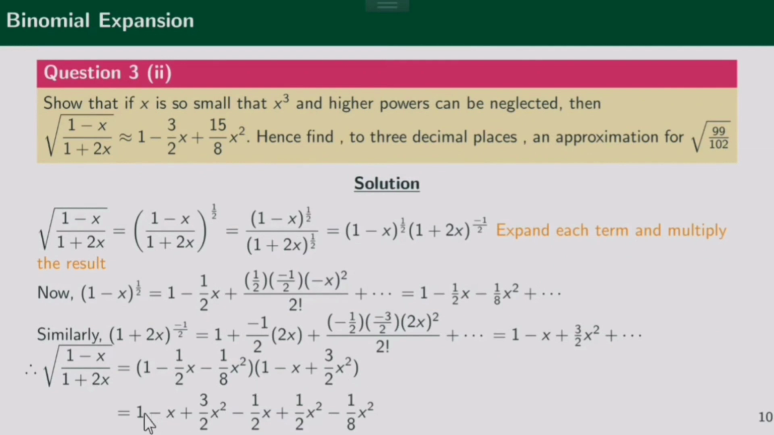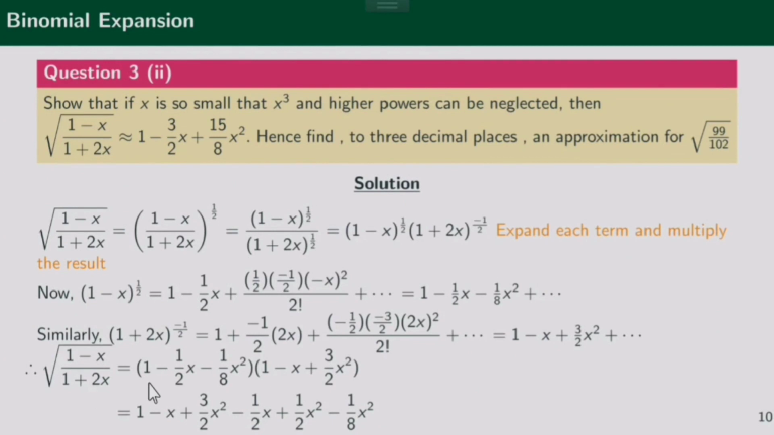1 times 1 gives us 1. 1 times negative x gives us negative x. And then 1 times 3 over 2x squared gives us 3 over 2x squared. Let me move on to the next term, which is negative half. Negative half times 1, negative half. Negative half times positive.